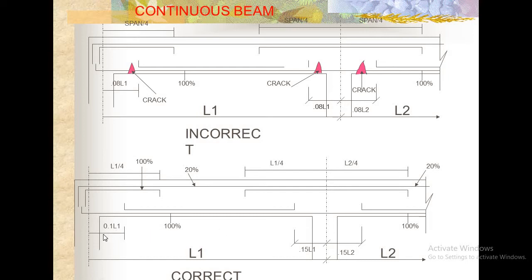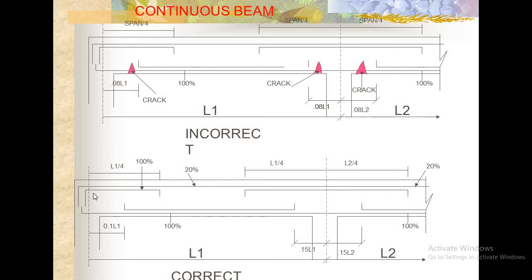Here at this end the beam is not continuous, but at this end the beam is continuous. Hence, from the center of the support, you need to curtail the alternative bars at 0.15 L1. At the other side, you need to curtail the reinforcement at 0.15 L2, because from this support the beam is continuous to either side, and alternate bars are curtailed at the bottom like this one.